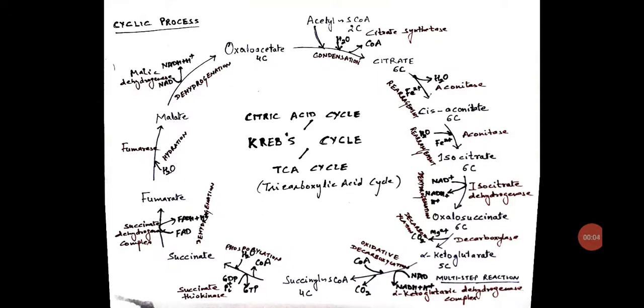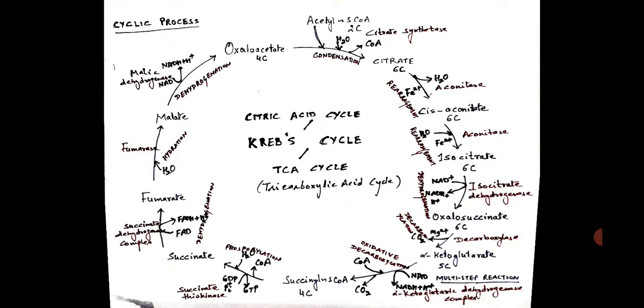In this video, we will describe the different steps of the Krebs cycle, which is also known as the citric acid cycle because one of the first intermediates that is formed is citrate or citric acid. Also known as the TCA cycle, tricarboxylic acid cycle, because most of the intermediate compounds are 3-carboxyl acid intermediates. The Krebs cycle is a cyclic process.